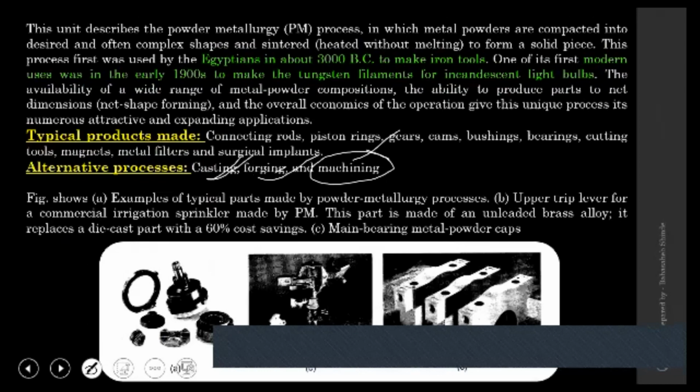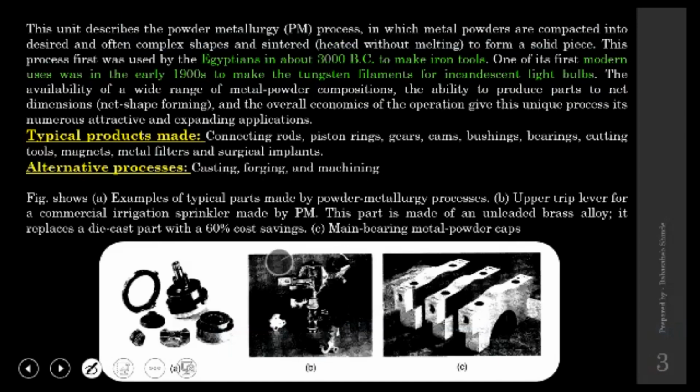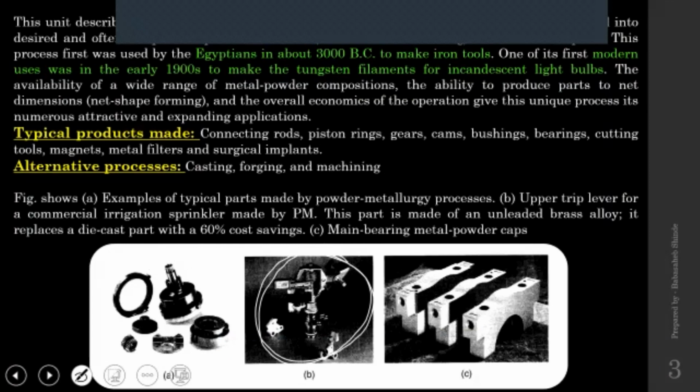So these are the alternative processes, and in the sketch shown over here, you can see some examples of powder metallurgy products. Out of all these, this product you might be familiar with, right? If you have a farm and have seen sprinklers, the nozzle of that sprinkler is shown over here, and that has been processed by the powder metallurgy technique.